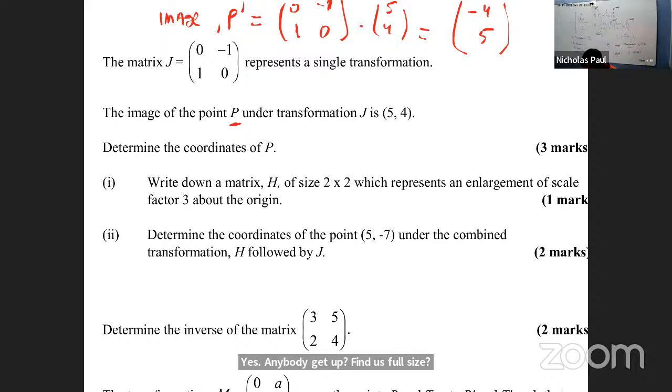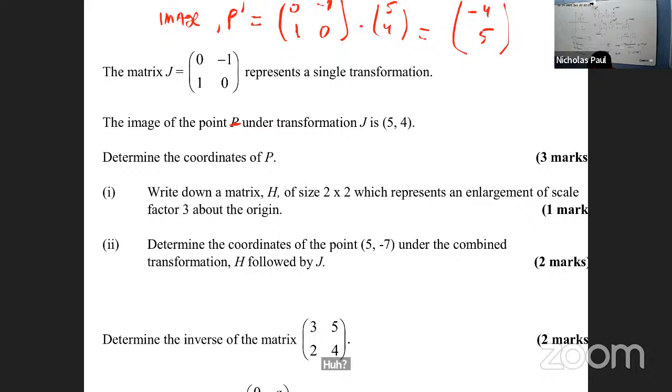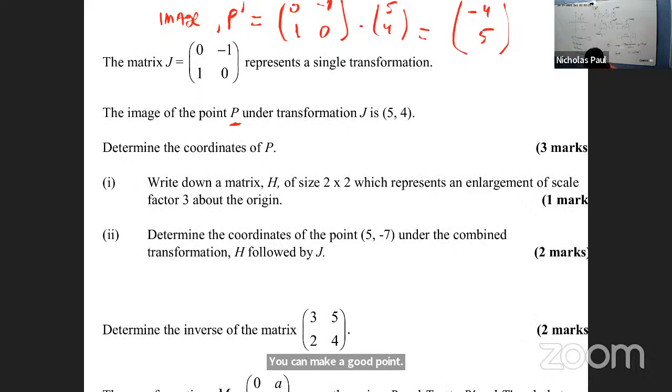You just find the image of a point here. But they gave us the image earlier. The image is 5, 4. So we had to go the other way around. Sorry about that. They want us to find P. That must be the question.